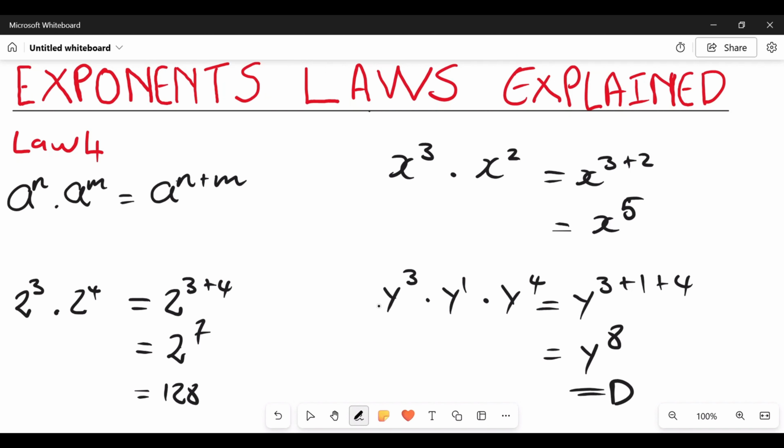Basically, this is how you apply this law here, guys. As long as the bases are the same and they are multiplying each other, the exponents will have to add from this law here. This is where we applied it, this is where we applied it, and there as well. I hope you understand how to apply this law as well.